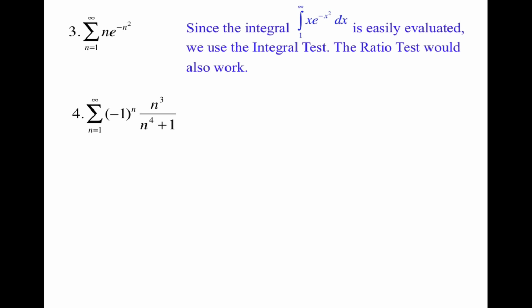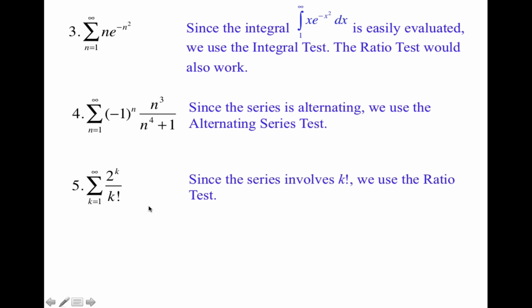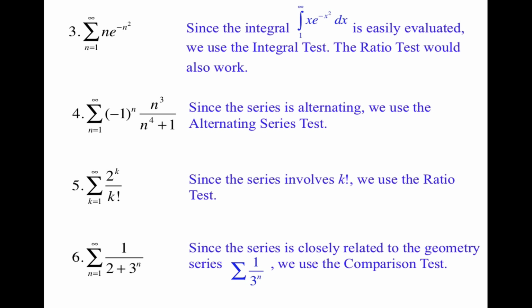This next series, you should notice that we have a negative 1 here. So this is an alternating series, so therefore we'd want to use the alternating series test. Our next series, we have a factorial, and since we have a factorial, we would want to use the ratio test. And this next series, you should notice that it is closely related to the geometric series of 1 over 3 to the n, so therefore we could use the comparison test.